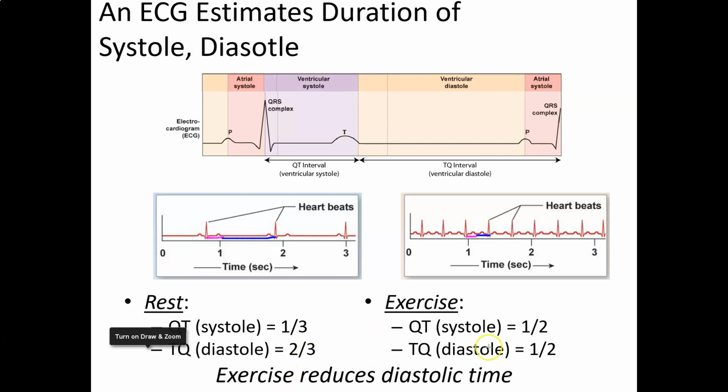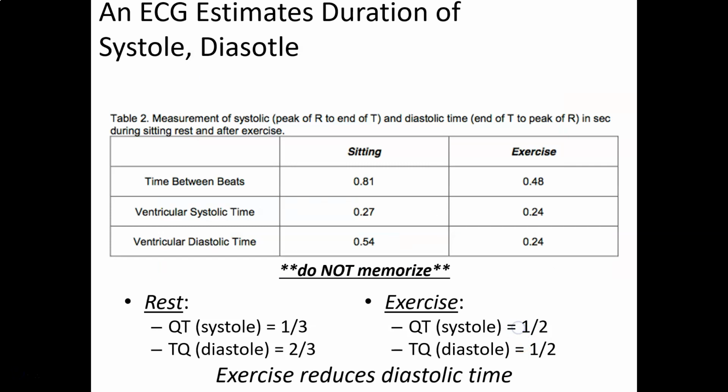So during exercise, it goes to about half and half, and the harder you exercise, the greater degree the diastolic time decreases. If you're at maximum exercise, it actually flip-flops in most people and goes to 2/3 systolic and only 1/3 diastolic. So we can see that from some of the data we would have collected.